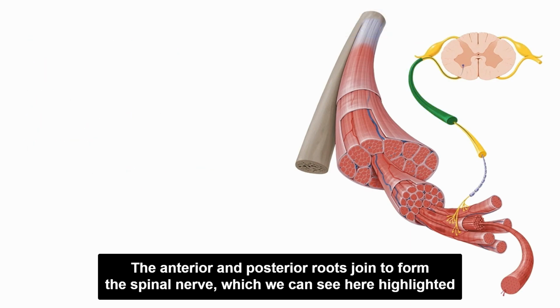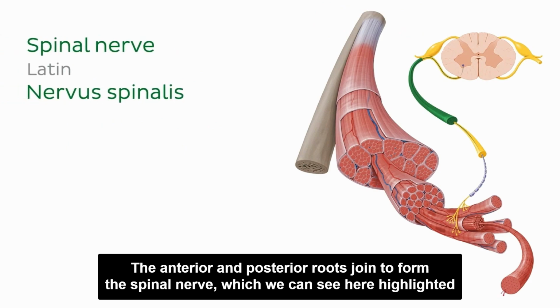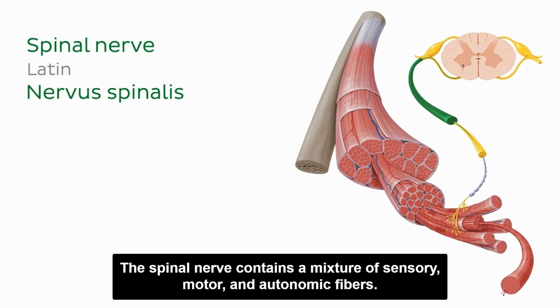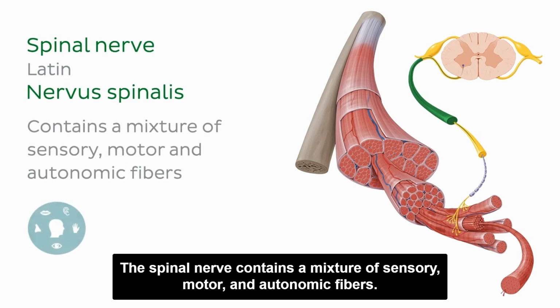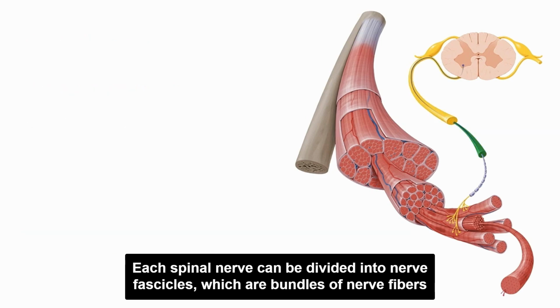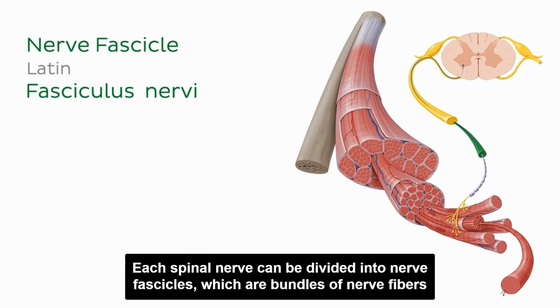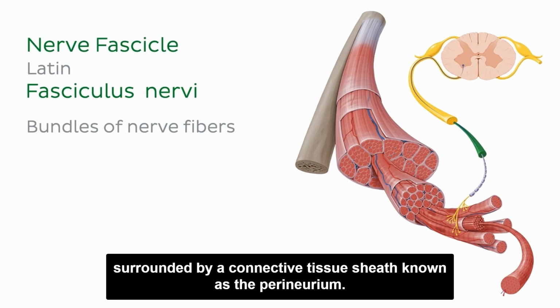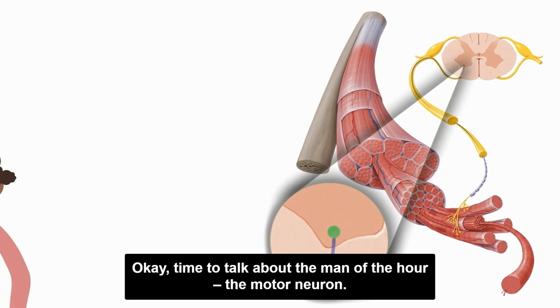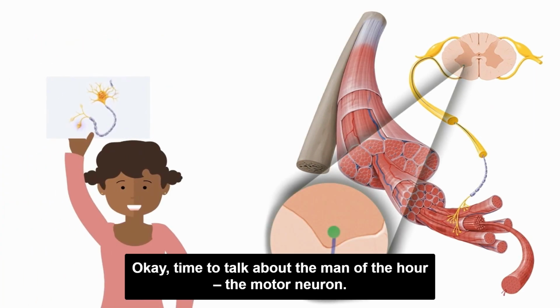The anterior and posterior roots join to form the spinal nerve, which we can see here highlighted in green. The spinal nerve contains a mixture of sensory, motor, and autonomic fibers. Each spinal nerve can be divided into nerve fascicles, which are bundles of nerve fibers surrounded by a connective tissue sheath known as the perineurium. Okay, time to talk about the man of the hour, the motor neuron.